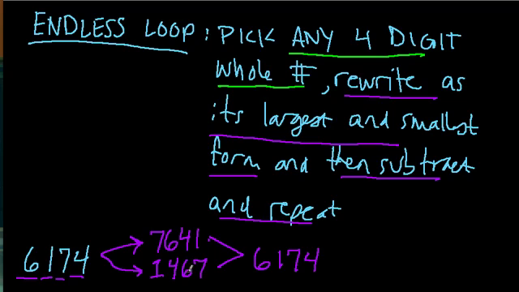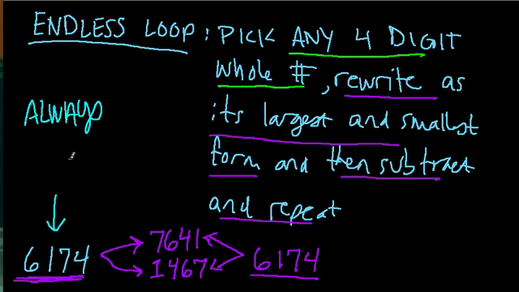In other words, what's so cool about this process is if you pick any 4-digit whole number and you keep rewriting it as its largest and smallest form and then subtract and repeat, you'll end up with 6,174, and then you repeat the process and you get back to 6,174. And then, okay, rewrite it, subtract, you end up back at 6,174. It's a loop. It goes back and forth, back and forth. So you'll always end up here. And then we'll try one test to play with that, but you'll always end up here.